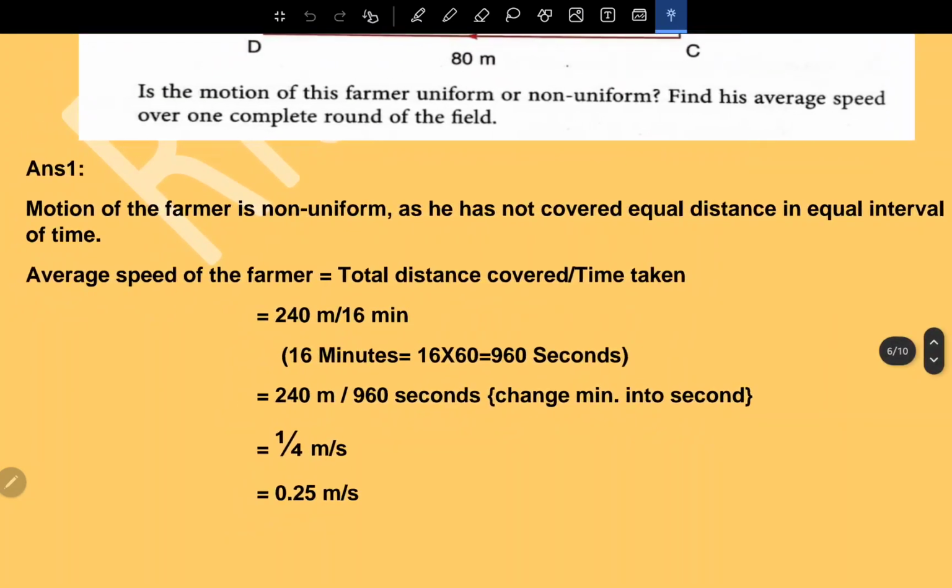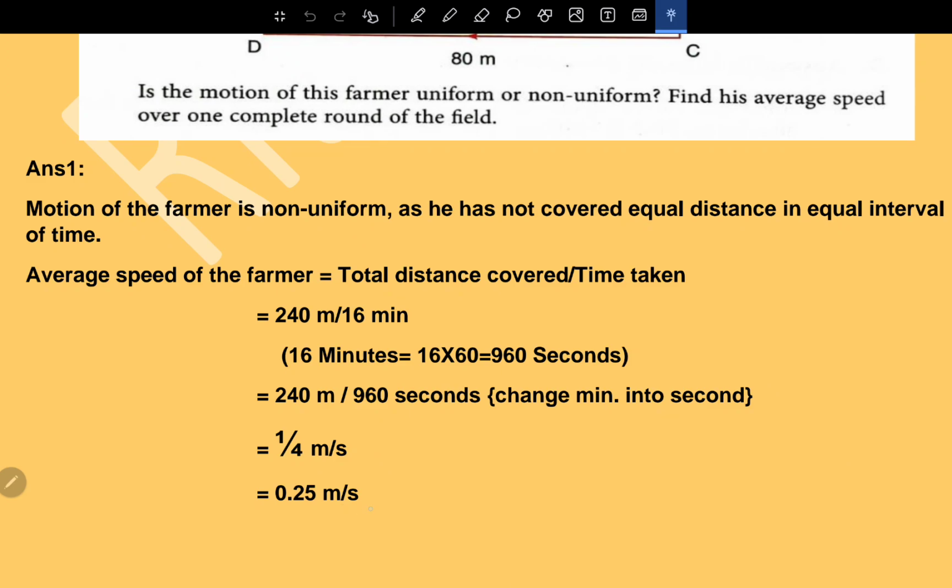Next part, average speed, we have to find the speed. So speed is distance covered by time taken: 240 meters, and time taken is 16 minutes. We will find it in meters per second. So 240 meters by 960 seconds. Change minutes into seconds. So this comes to 1/4 meter per second.